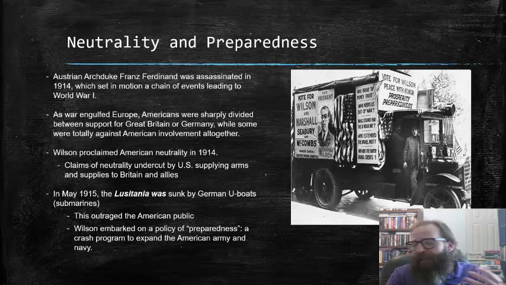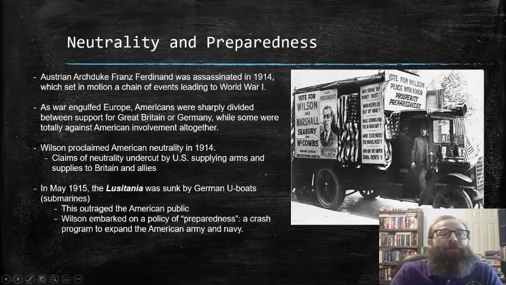Of course, those claims of neutrality were undercut by the fact that the United States was supplying arms and supplies to Britain and its allies. Britain was one of the most significant trading partners with the United States prior to World War I, and the United States continued that relationship at the outset of the war, something that did not sit well with Germany at the time. In May of 1915, the British ship the Lusitania was sunk by German U-boats.